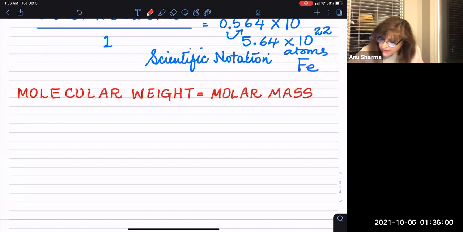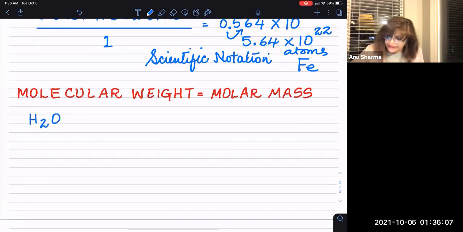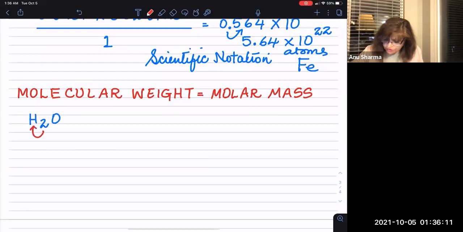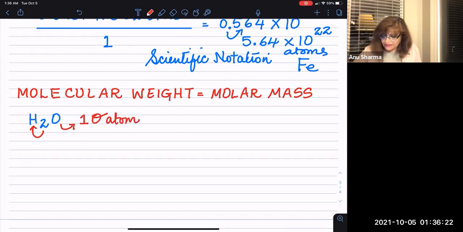Okay, so when we talk about molecular weight, let's look at this one, H2O. In this molecule, the 2 applies to hydrogen, and when there is no number written, this means the number 1. So 1 oxygen atom is present, combined with 2 hydrogen atoms.